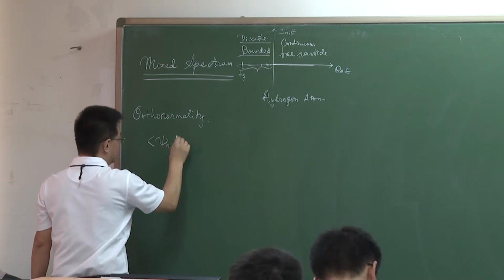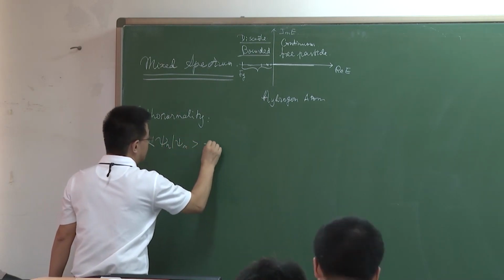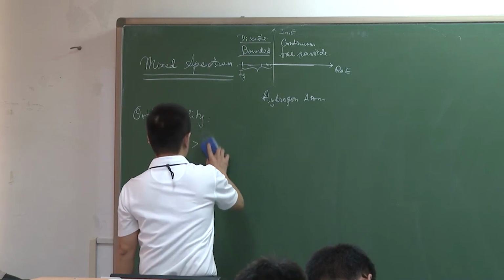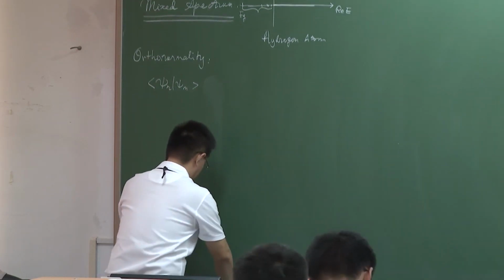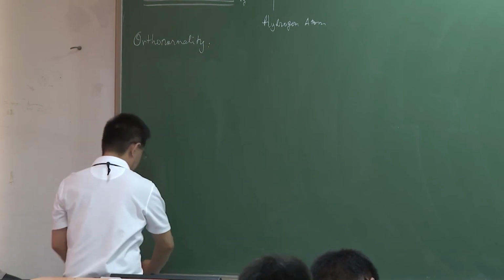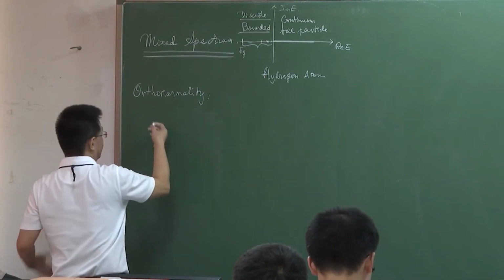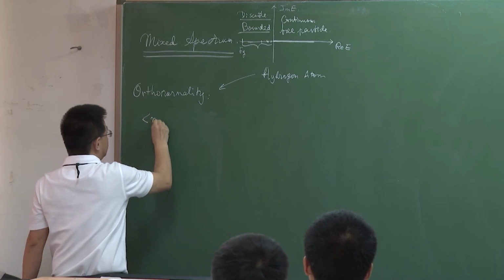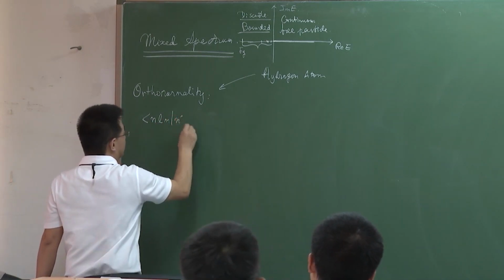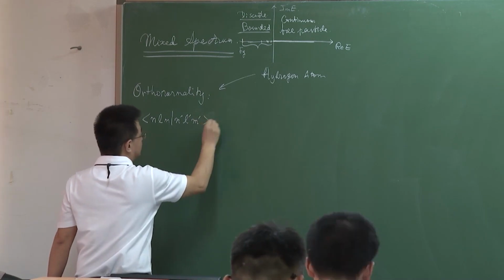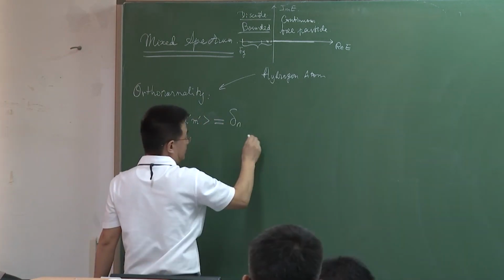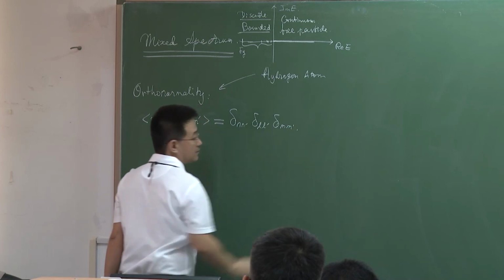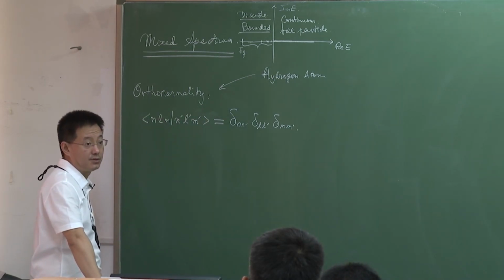It should be psi n, psi m is equal to... actually, because this case is a degenerate case, we have for the hydrogen atom, as an example, n, l, m with n prime, l prime, m prime equal to delta n, n prime, delta l, l prime, and delta m, m prime. And that is also the normality condition for the hydrogen atom.